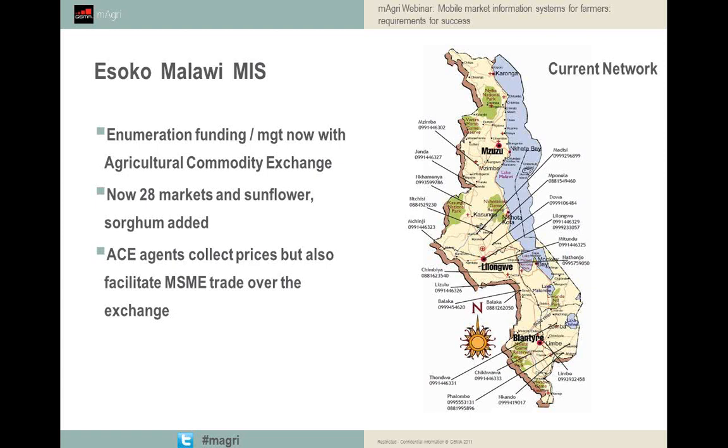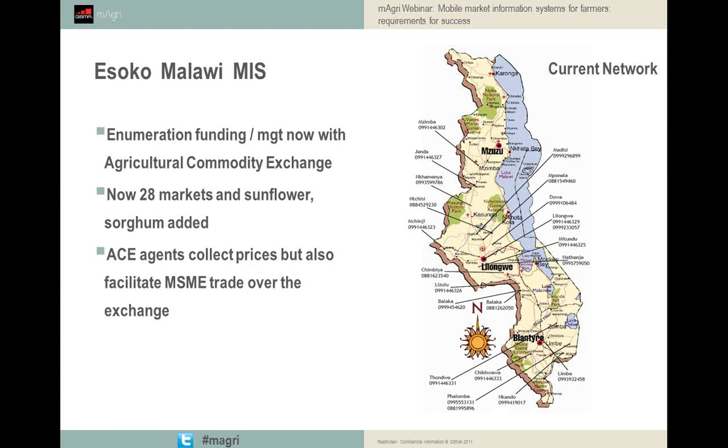Just recently, 2 new markets have been added, and they were added based on payment from an NGO that wanted to have price information, local price information for their beneficiaries. And so they've paid ACE a fee to add those markets and collect and distribute prices from those markets.